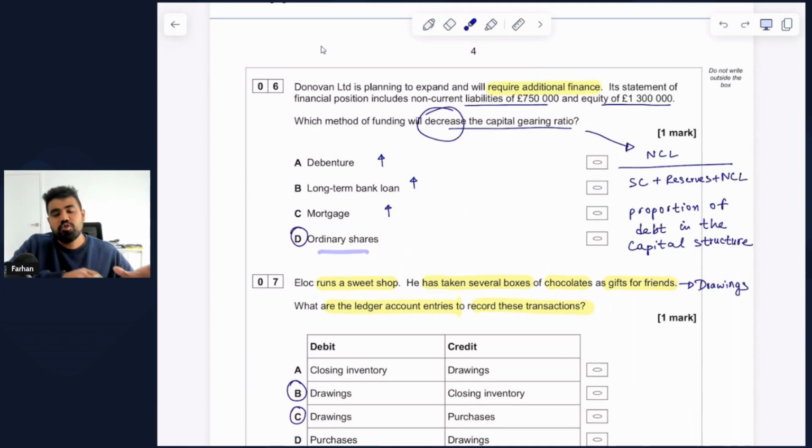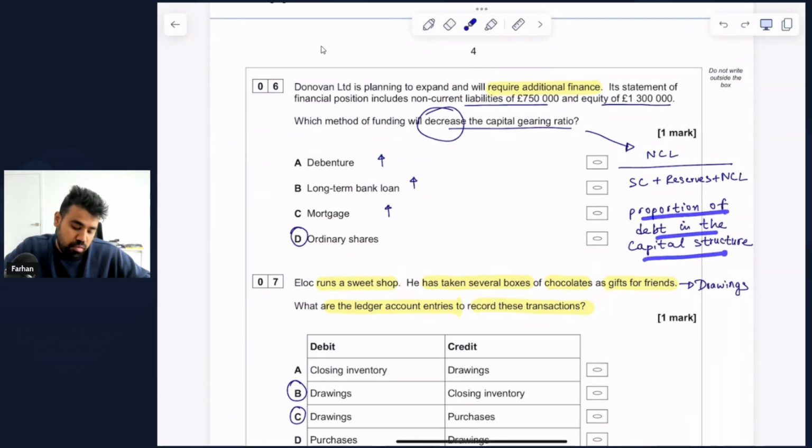If you also want to answer this question from a more simplistic perspective, you see how just a while ago we talked about capital gearing ratio being the proportion of debt in the capital structure. So if your proportion of debt increases, capital gearing ratio should go up. If proportion of debt decreases, which is what will happen if you introduce ordinary shares, then the capital gearing ratio should go down. So for question number 6, the correct option is answer D.